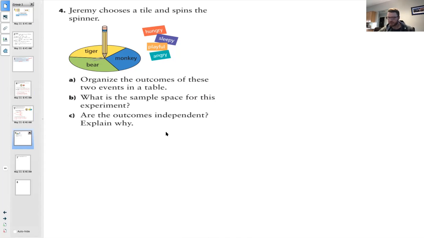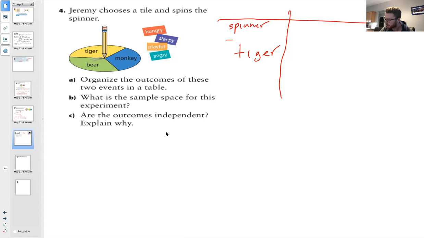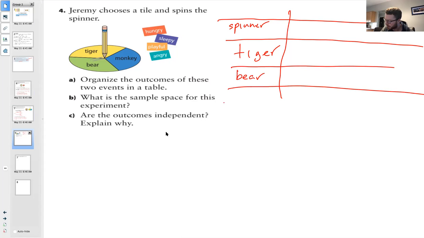So next question. This is our last one for the day. So Jeremy is choosing a tile and spinning a spinner. So we are going to organize the outcomes of these two events in a table. Okay. So we could have spinner in this column. We'll have tiger, bear, and monkey.